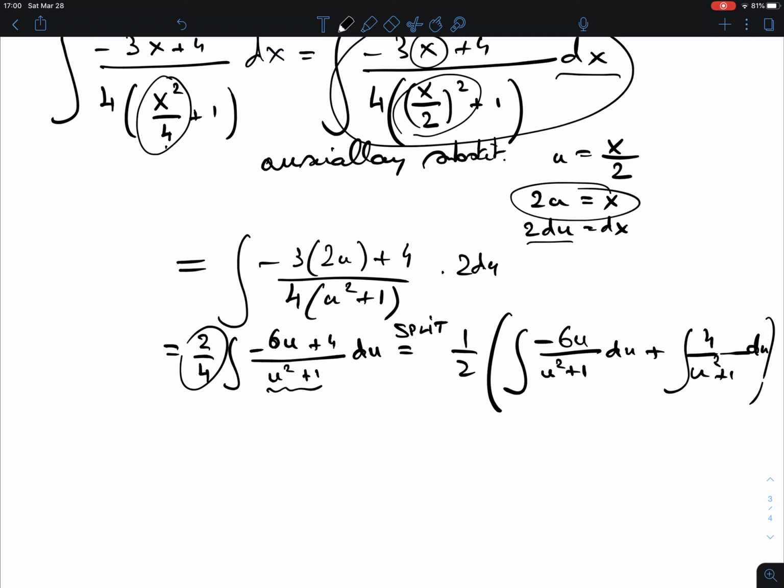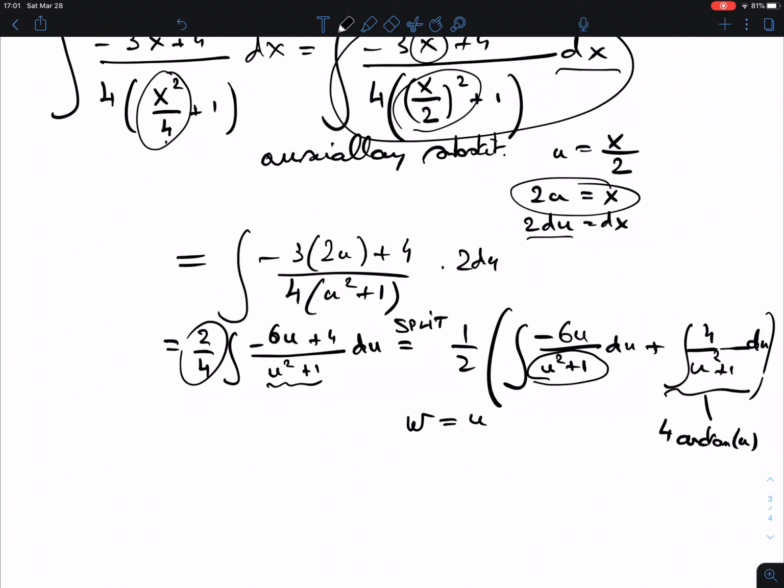Why do I do this? Well, first of all, this one is just now arctangent of u. We have a 4, so 4 times arctangent of u. What about this one? Since we have a u squared plus 1 here, we can use now substitution, because if we do w is u squared plus 1, there's another substitution, right? So I use it in a different letter. Always use different variables when you do substitution. Whatever the given variable is, choose something else.